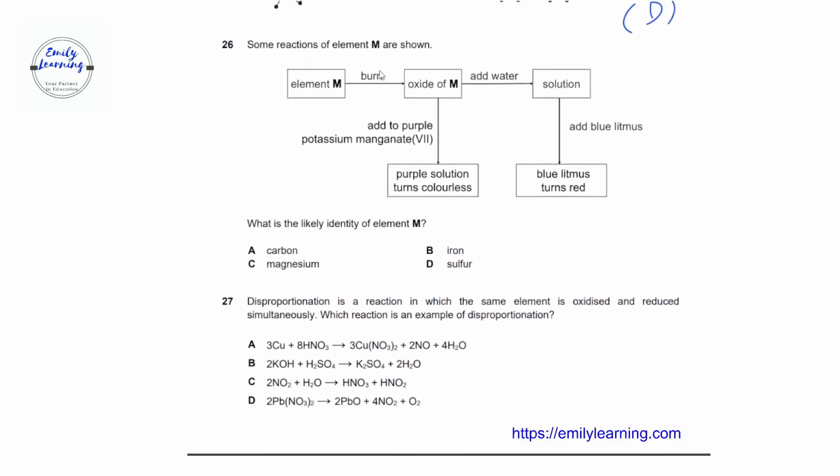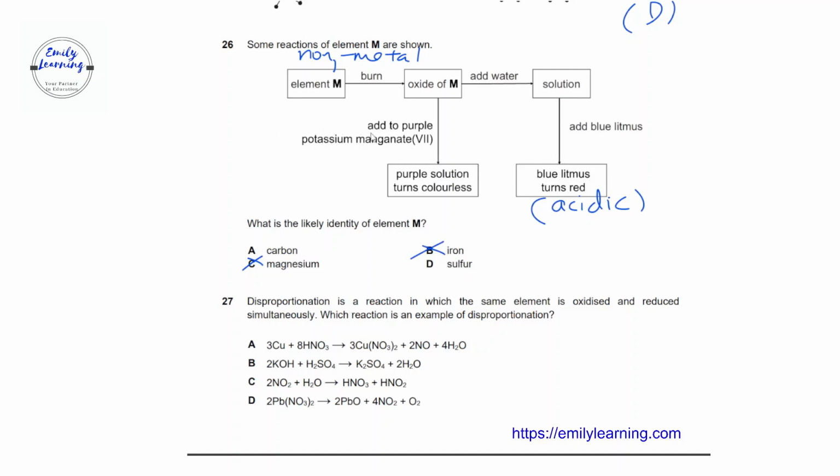Question 26. Some reactions of element M are shown. So you have element M, you burn it, you form an oxide, you add water, you get a solution. To the solution, you add blue litmus, it turns red. So what does it suggest? It is acidic, so it's an acidic oxide. So in other words, to form an acidic oxide, M is a non-metal. Because it's a non-metal, let me eliminate all the metals here. I'm left with carbon and sulfur.